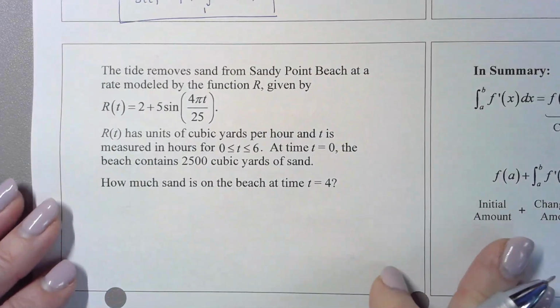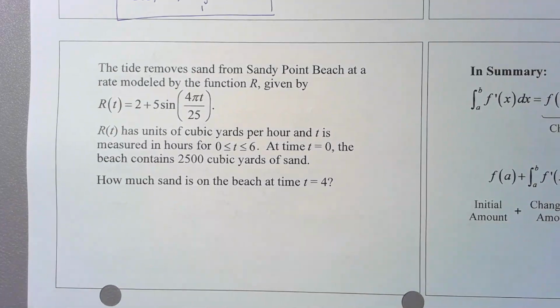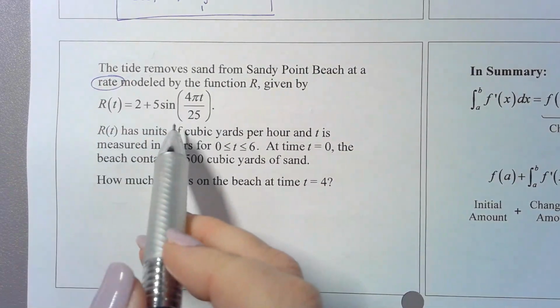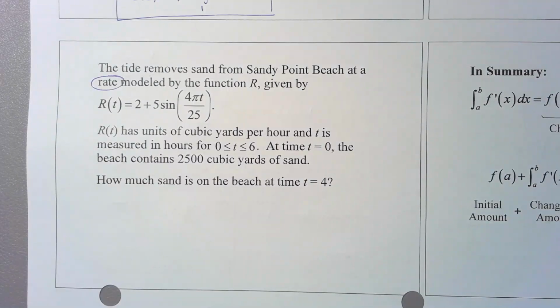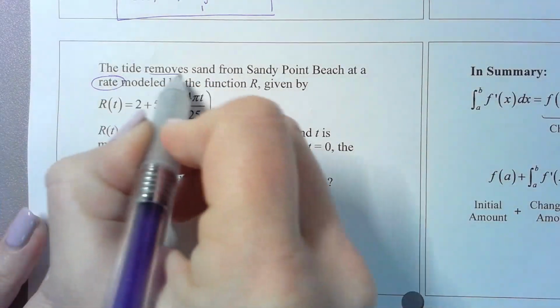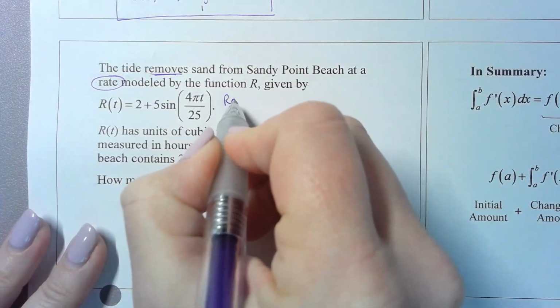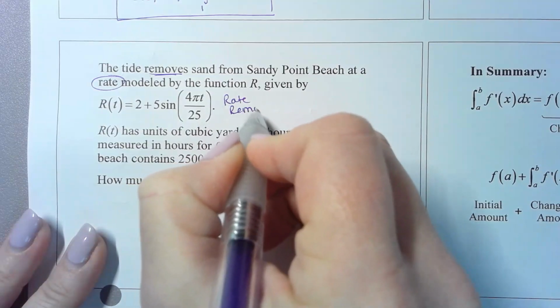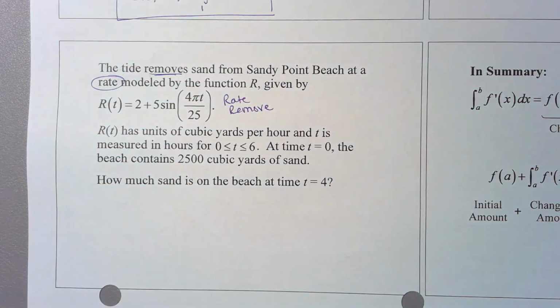So let's finish up with this question here. It says the tide removes sand from Sandy Point Beach at a rate modeled by this lovely function. I'm kind of peeking at my calculator here thinking I should probably get this typed in at some point. So the tide removes the sand. I'm just going to write that down: rate of removal. Like on the last one, water was leaving the tank. We were removing water from the tank. Okay, come back to that.